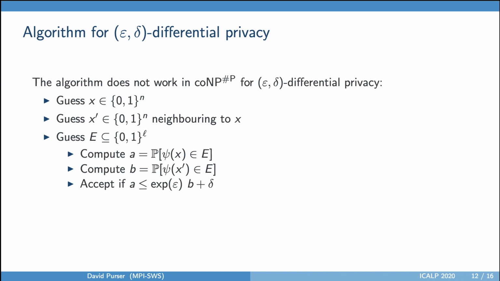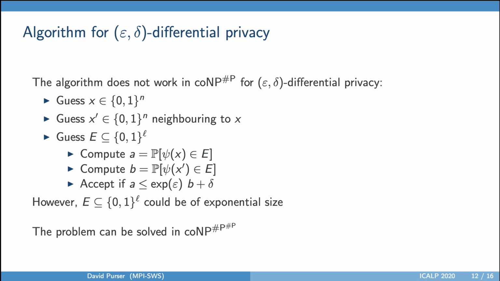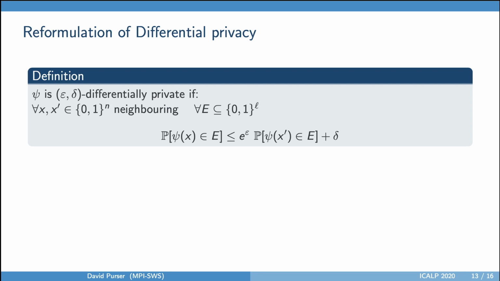However, whilst this algorithm is now correct, it is not possible to write a set E down in polynomial time. This is because the set E could be of exponential size. Instead, we provide a different algorithm which solves the problem in coNP with a sharp p oracle, where that sharp p oracle itself has access to a sharp p oracle. To do this, we'll reformulate differential privacy.